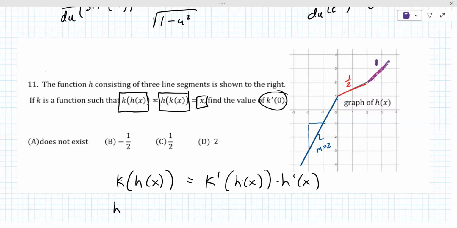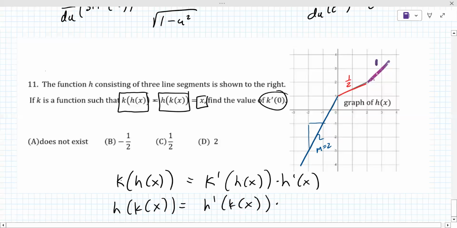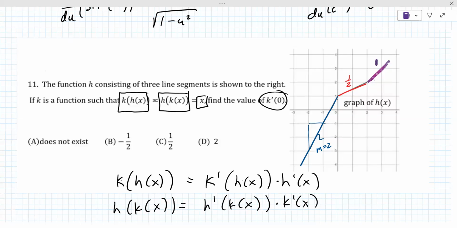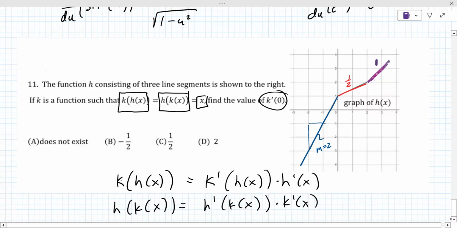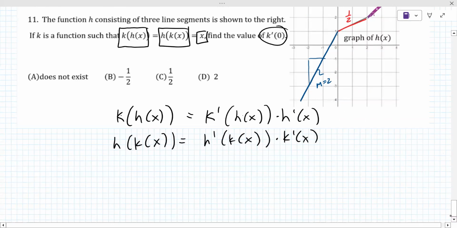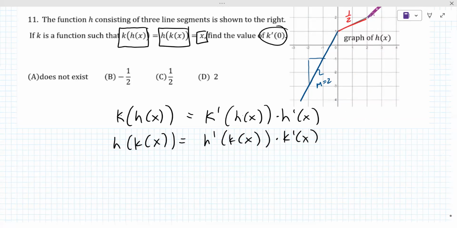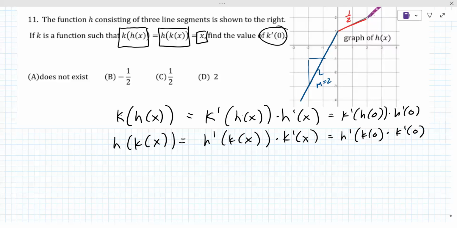times the derivative of the inside function. And then the other direction, if you go for the second one there, h prime of k of x times k prime of x. And we want it at 0. Okay, so we're evaluating one of these at 0. So basically you got to decide which one do you actually have? Can you find h of 0, h prime of 0, or are you able to find h prime of k of 0 times k prime of 0?